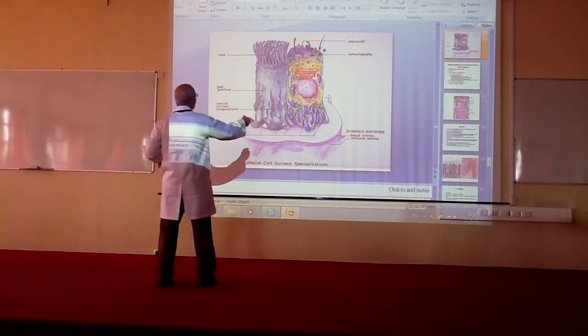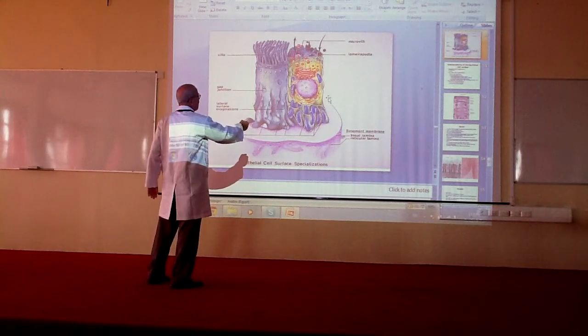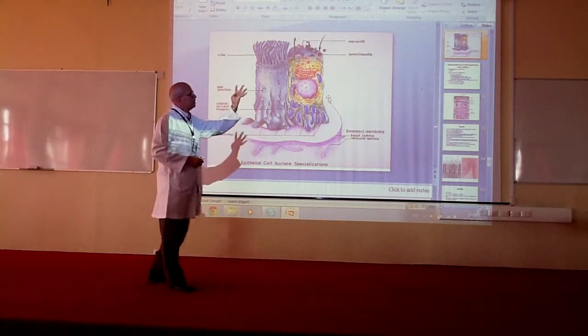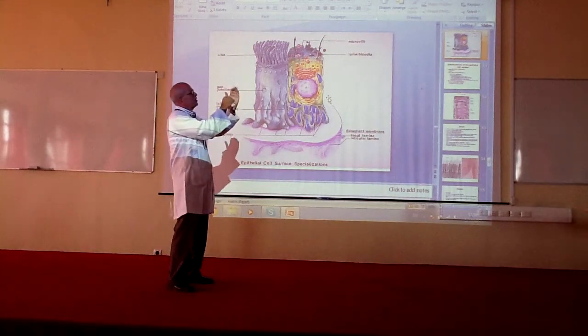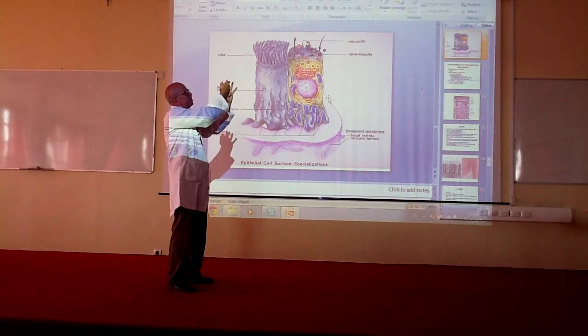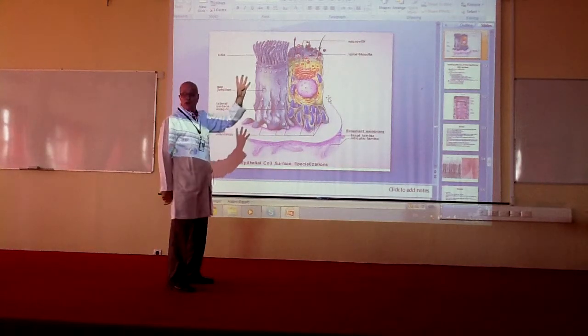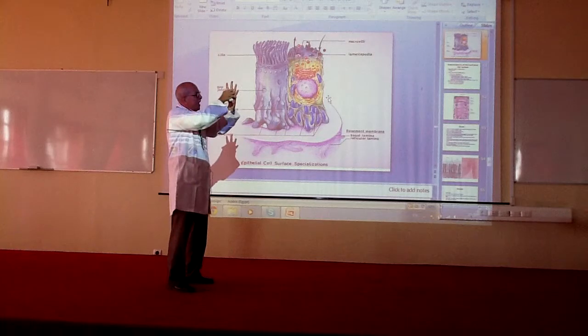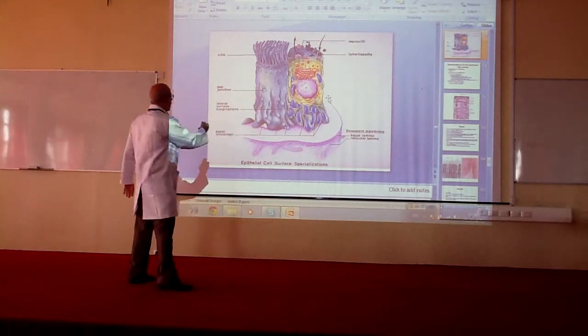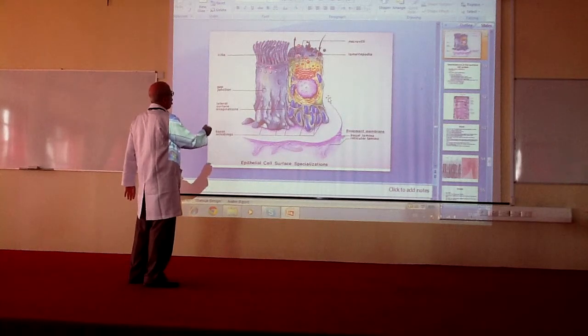So, on the surface of epithelial cells, we may find small projections called microvilli, to increase the surface area. This is the surface area of normal epithelial cells. When we make microvilli, this is the surface area now. We increase the surface area for uptake and secretion. What are these, the long and the tall? They are cilia.